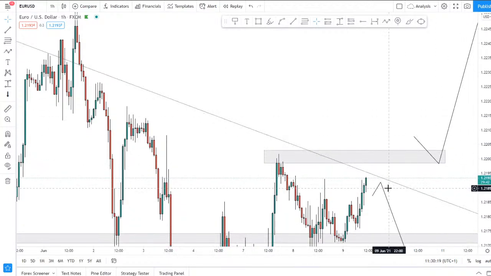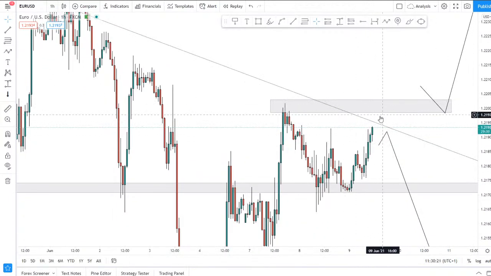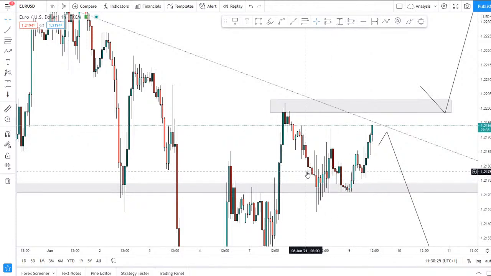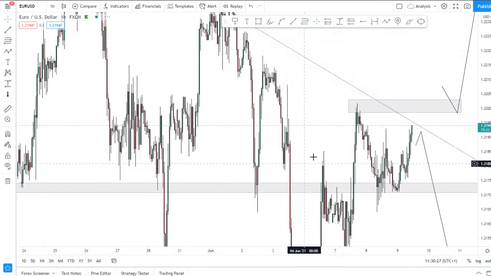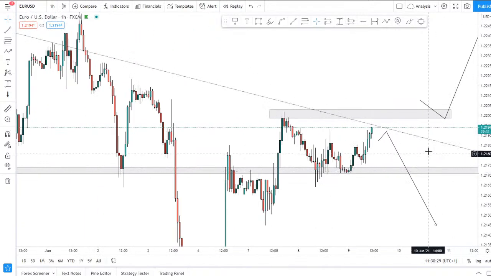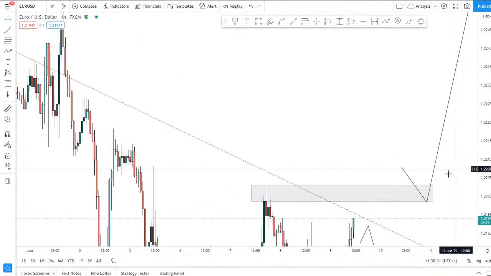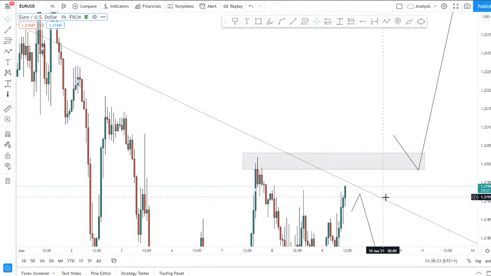USD still pushing to the upside. Again, I want to see what happens with that level up there. See if we reject it or break through it. If we do break through it, then I won't be looking to get involved with USD because we probably are going to turn bullish there. Create some higher highs past that area.